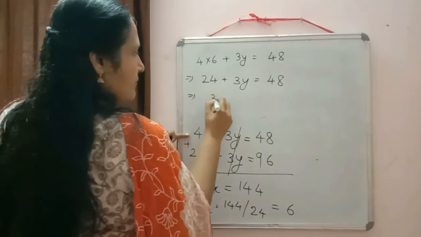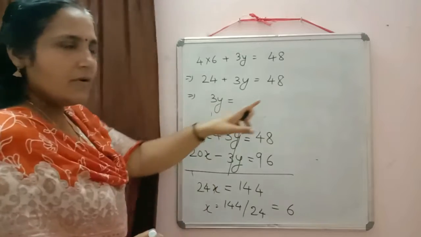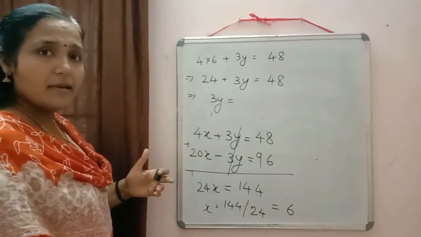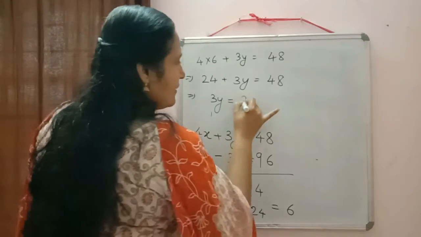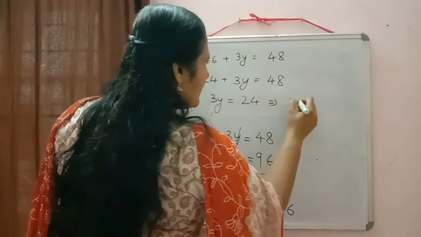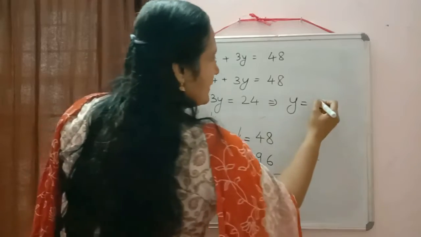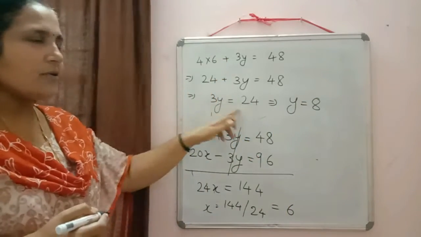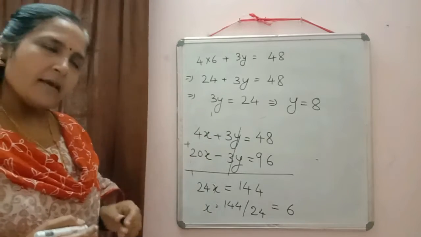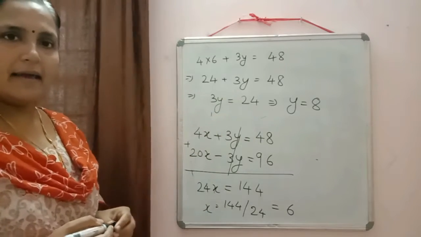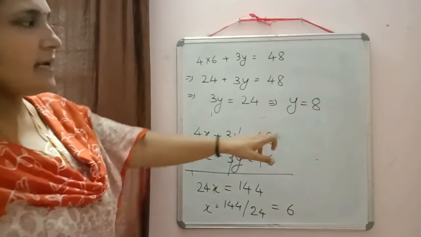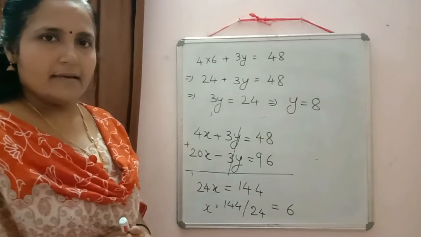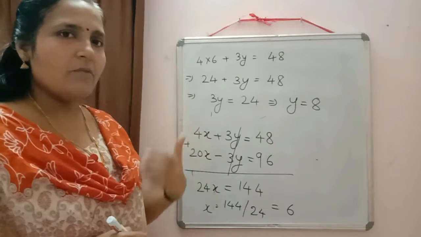Then from here we will get 3y is equal to 48 minus 24. And 48 minus 24 is? Yes, 24. Then what are we getting? y is equal to 8. How did we get 8? 24 minus 3 or 24 divided by 3? 24 divided by 3. So write down the answer there: x is equal to 6 and y is equal to 8. Now I think the method is getting more clear to you.